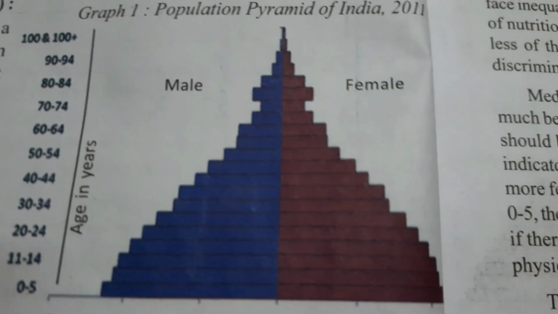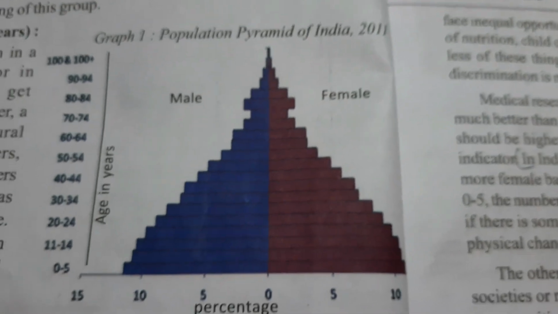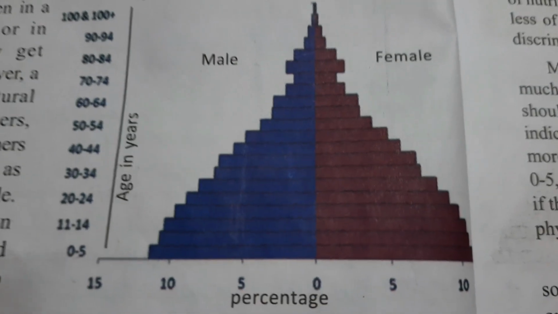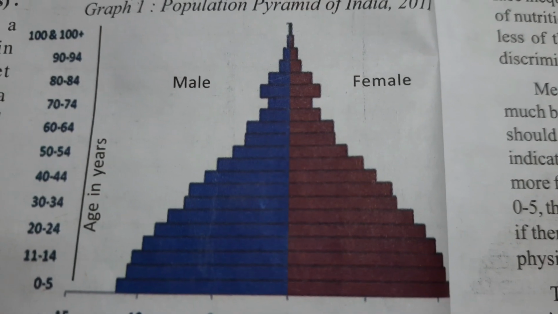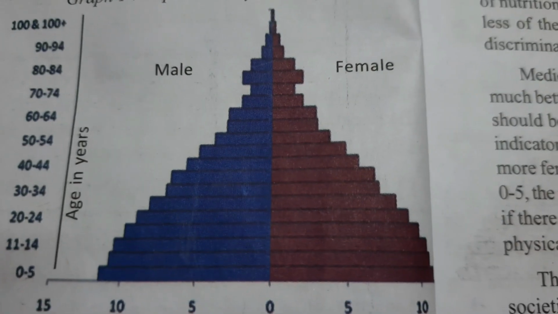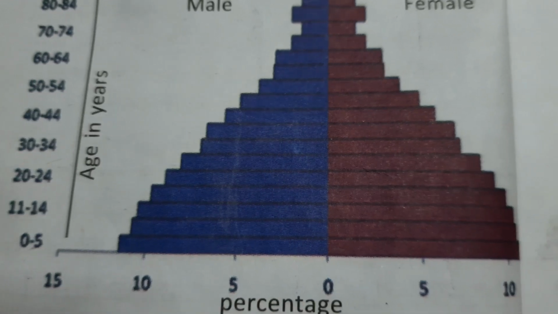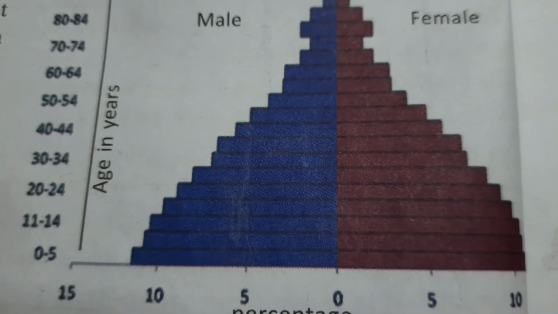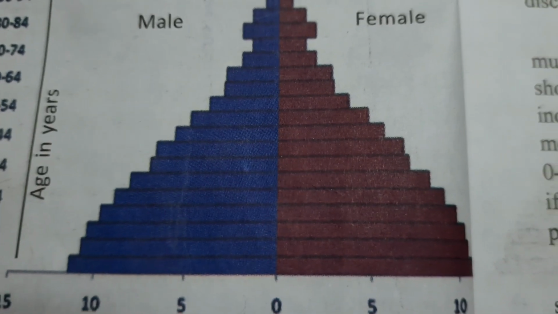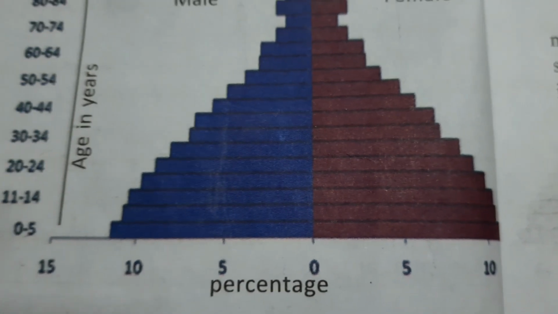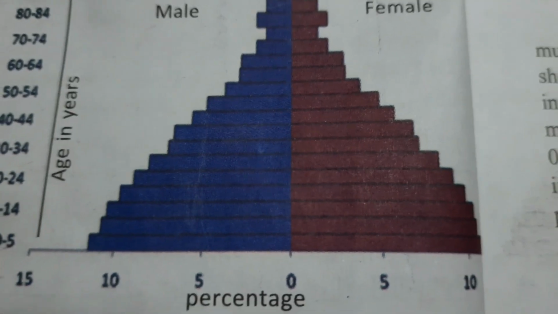Now on the same page we will find a population pyramid. You can see the population. The left hand side shows the male population and the right hand side the female population. We can see the children age group from 0 to 5. It is a very large population, and it goes on decreasing.